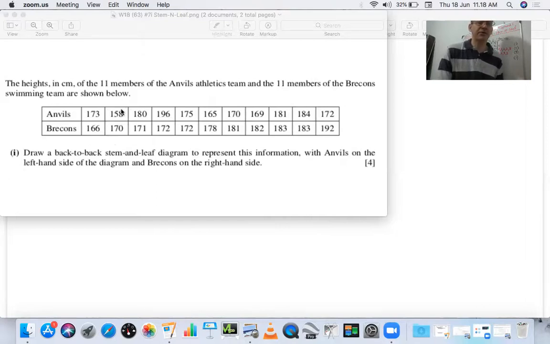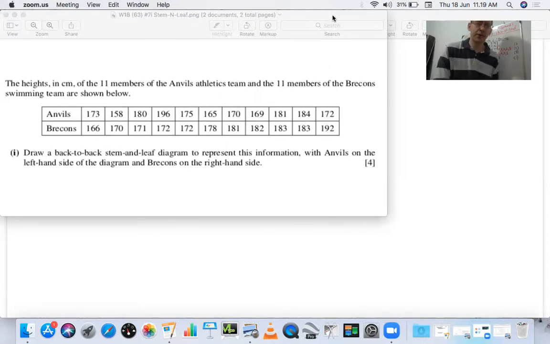Notice here with the Anvils, we have a 15 for our 158. So the first 2 numbers are 15. Over here, we have 16, we have 17, we have 18, and we have 19. There's no 20s, there's no 200s. If there was a 200, it's okay, you can still make 20. That first digit doesn't have to all be exactly the same. And then for the Brecons, it goes from 16 to 19, as far as 160s to 190s. So what you want to do is start to put it into order on your paper.